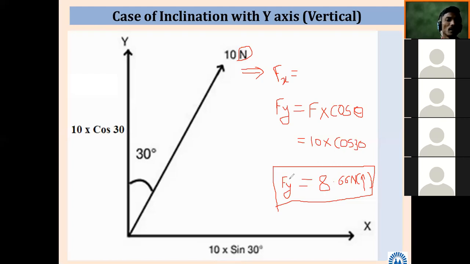No issue. Now we can calculate the Fx, the x component. So what will be the formula for Fx? F sin theta. Is it possible for you to calculate? Just check F sin theta. Now write the answer. How much is it? 5 Newton. Sin 30 is 0.5. So Fx is equal to 5 Newton. What about direction?